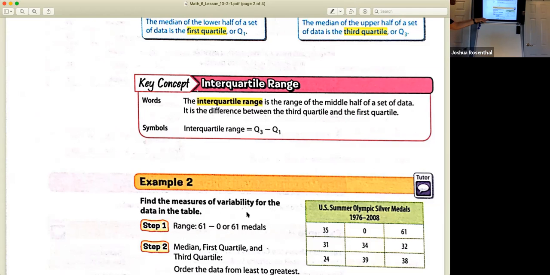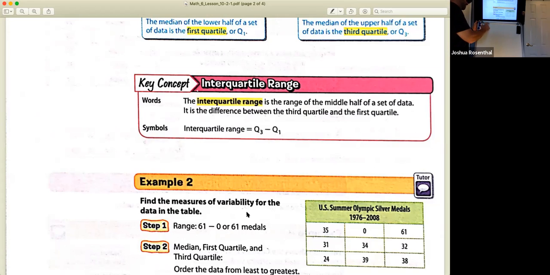So find the measures of variability for the data in this table. So here's this table that you have. I want you to find, you can look at step one and two if you need help, but I would not look at it. Just look at the table there and try to give the measures of variability. So give me the range, give me the lower extreme, the upper extreme, give me the median. I want the first quartile, the third quartile, and I want the interquartile range. That's what I want.